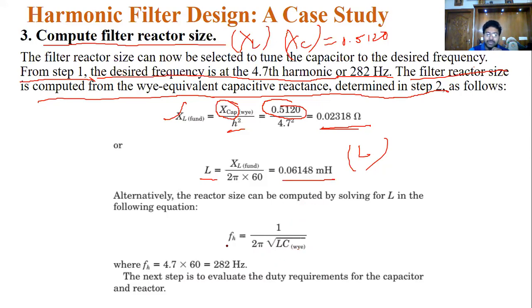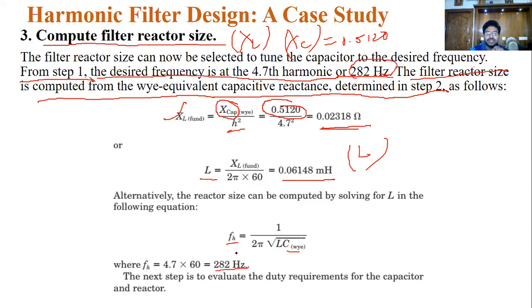FH is nothing but the harmonic frequency value. What is the value of H? It is equal to 1 by 2π root LC. You know that C value very well. What is that frequency value? You know that. So this is the 282, here C. This is 282.